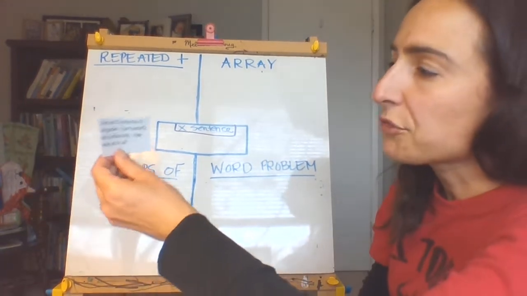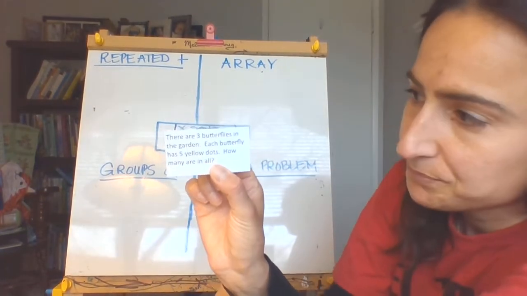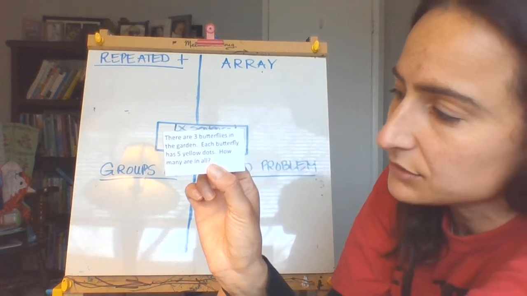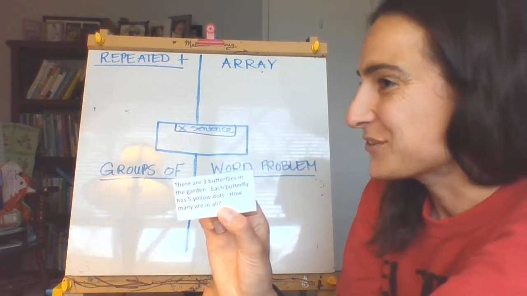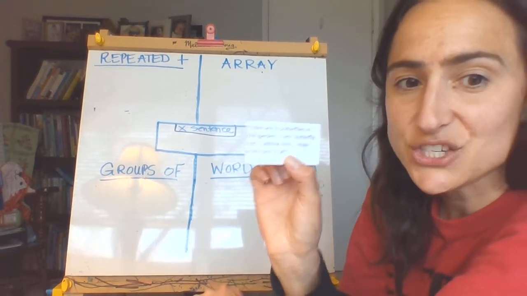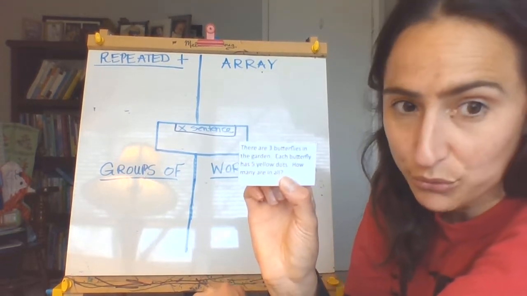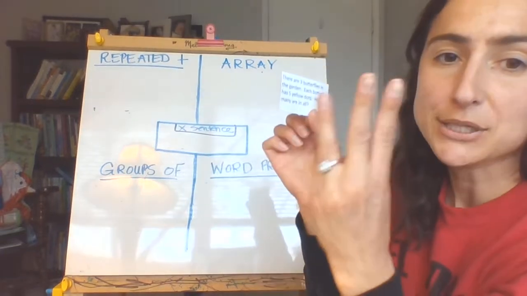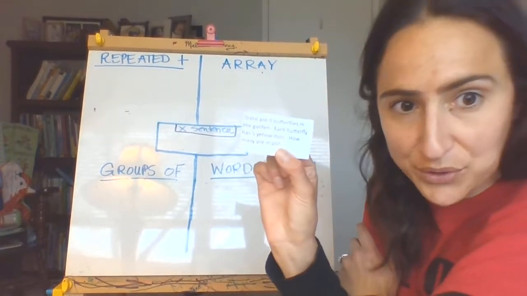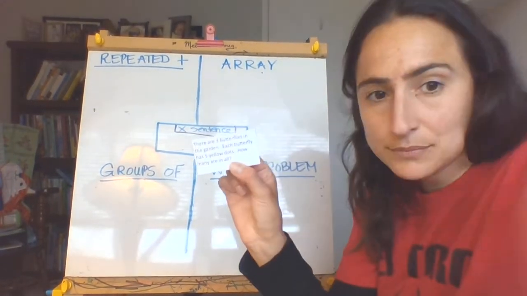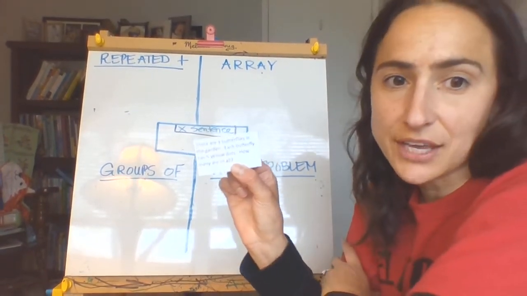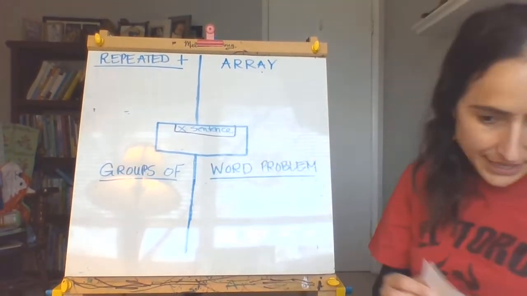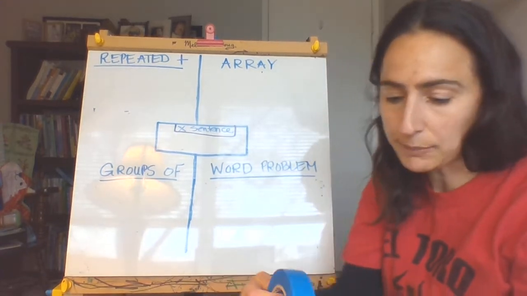There are 3 butterflies in the garden. Each butterfly has 5 yellow dots. How many are in all? So, I know you like butterflies, please find this sheet and have it out as we go through it. There are 3 butterflies in the garden. So find that one right now. Good, thank you. All right, I'm going to tape that here, and we're going to go through this problem together.